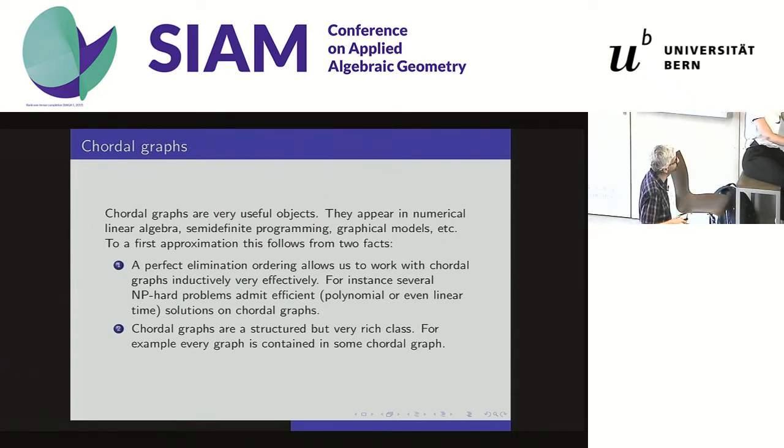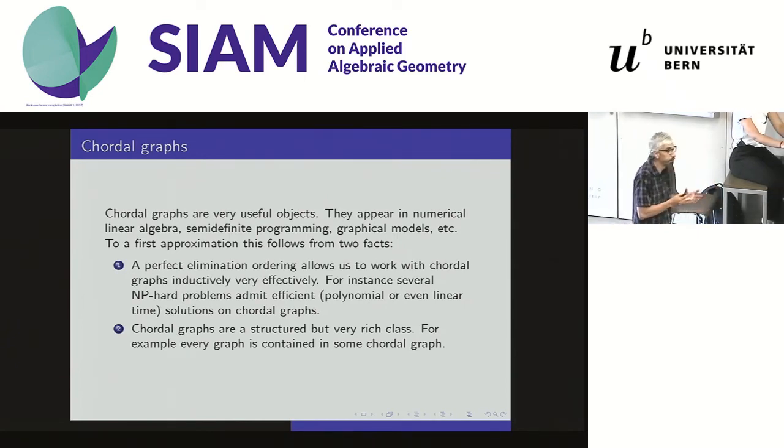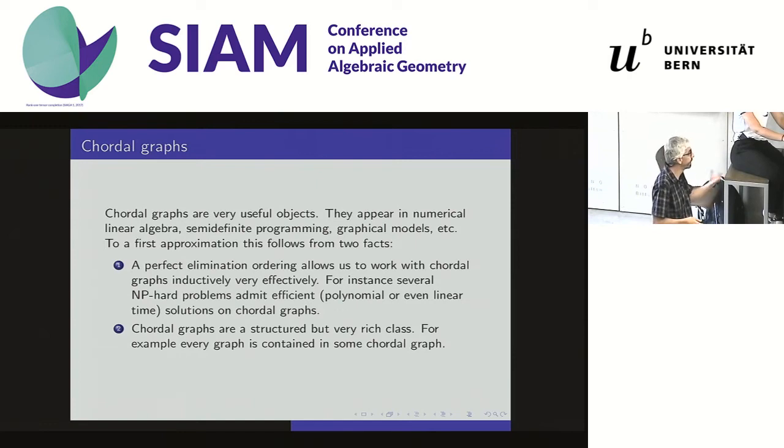And the second reason is that chordal graphs are very structured, but at the same time, a very rich class of graphs. If you take an arbitrary graph, then by adding a few edges, you can make it chordal. And through that, you can get information about arbitrary graphs from chordal graphs, typically just inequalities, but in many cases, this is the best that we have. So this makes them quite important. So let me illustrate this point one.